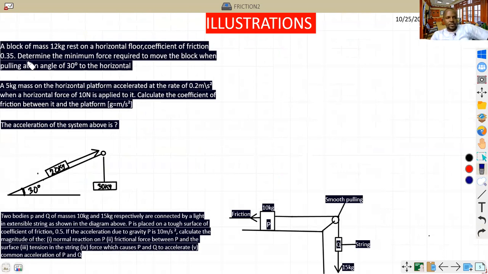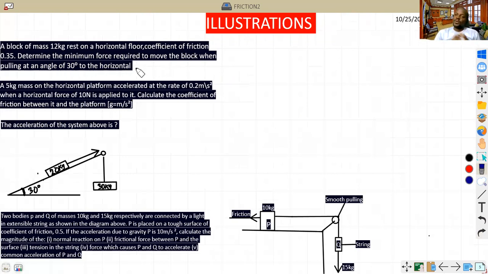The first question is a block of mass 12 kg rests on a horizontal floor. Good, it is resting on the horizontal floor. Then we have the coefficient of friction is 0.35, a dimensionless quantity, it has no SI unit. Determine the minimum force required to move the block when pulling at an angle of 30 degrees to the horizontal.